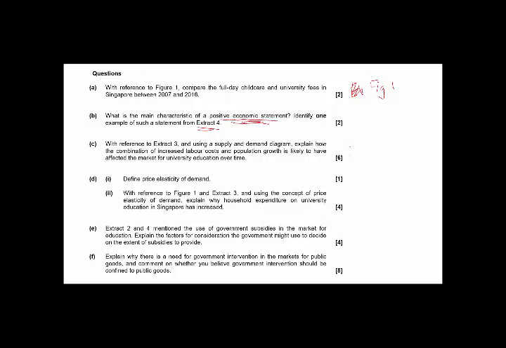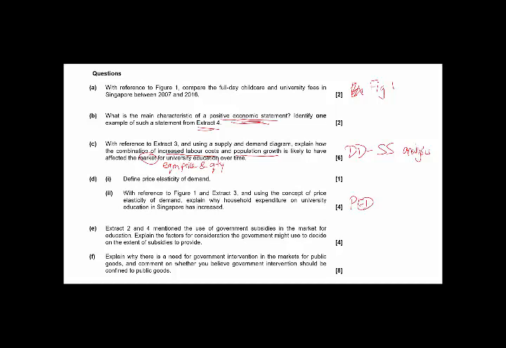This one we have also mentioned. This one you have to use demand, supply, analysis. All right. What are the impact of this increased labor cost and population growth? How will it affect the market? We need to talk about equilibrium price and equilibrium quantity. Okay, definition of PED I've mentioned to you, you need to know, so you should be able to explain that. All right, use concept of PED.